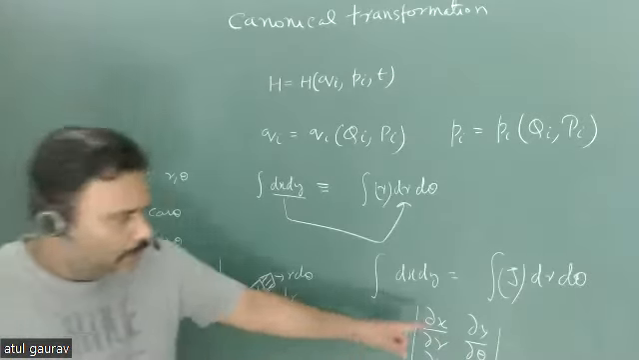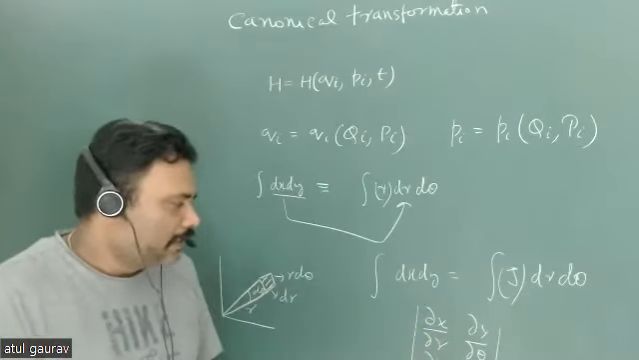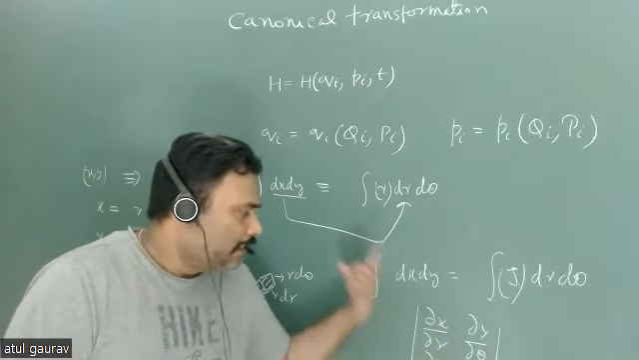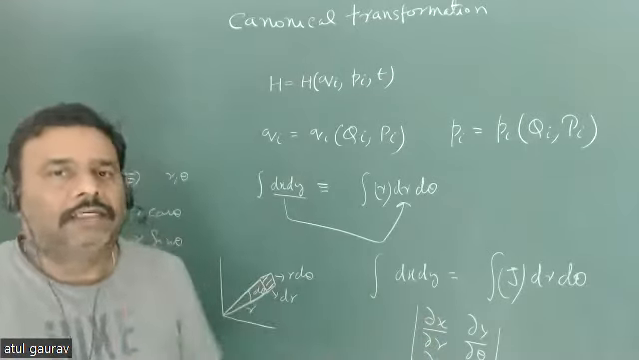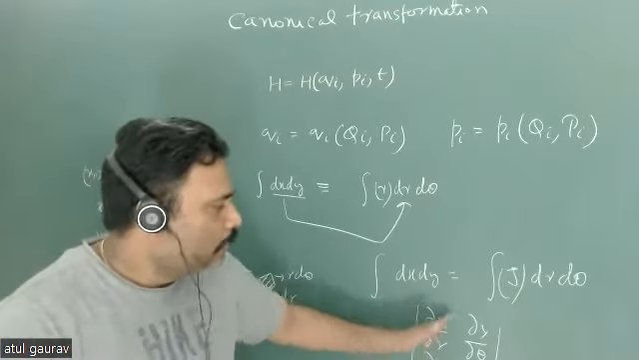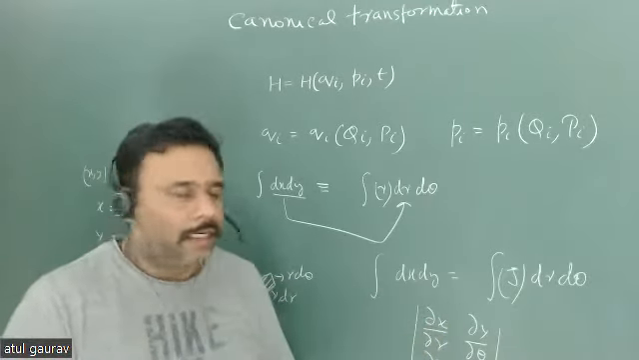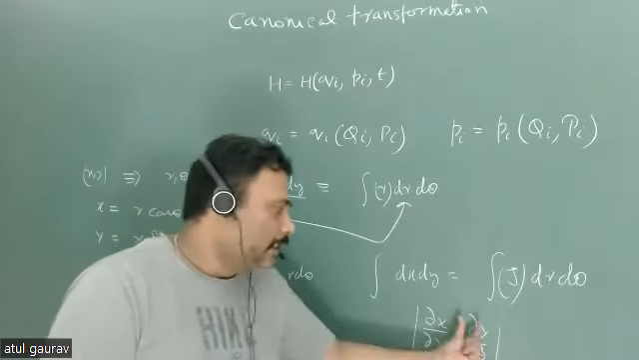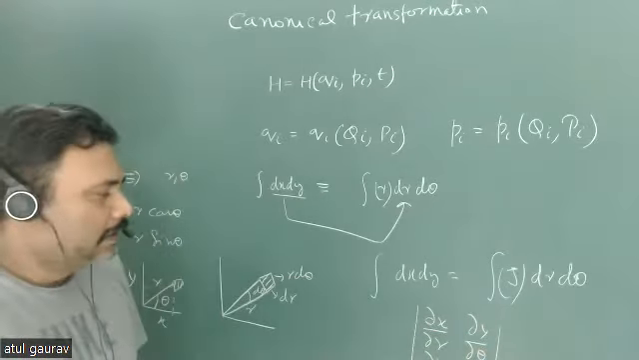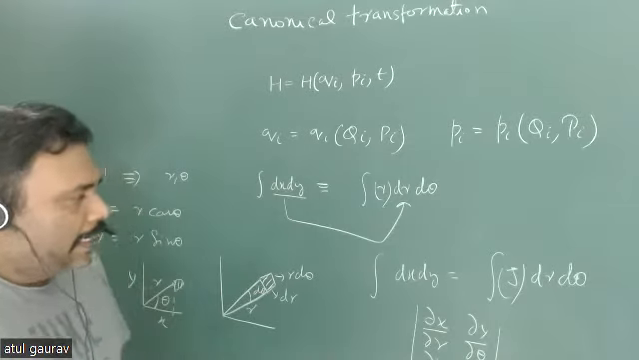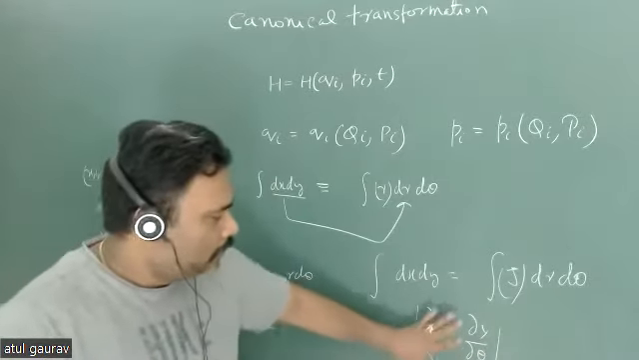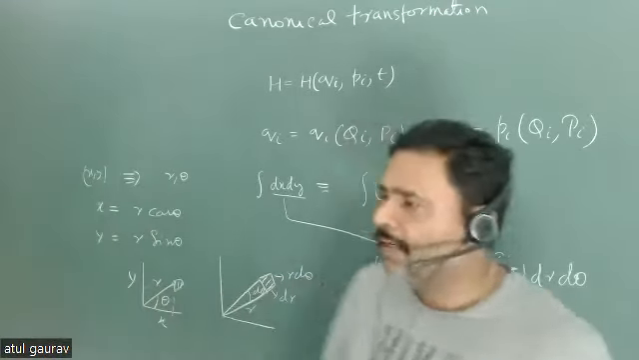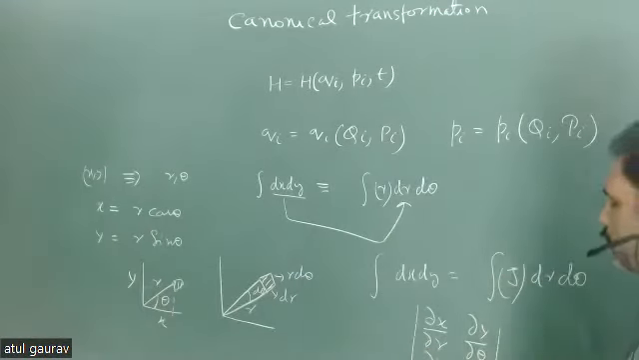What is this particular thing? This particular thing is very interestingly written here. The change in x with the change in r, keeping theta constant. So here is how my x is going to change with r, and here how my y is going to change with theta. If you are able to do the calculation part here, then what will happen?